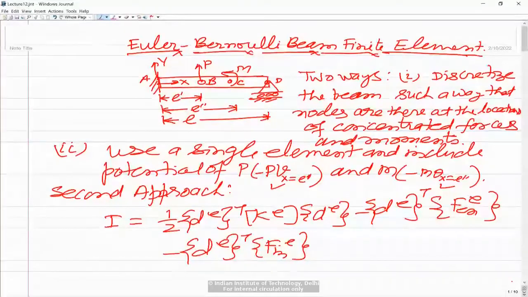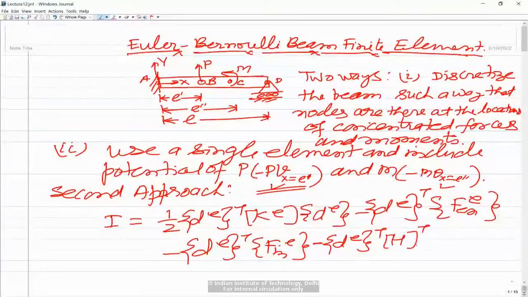So v is nothing but h into d. Then h has to be evaluated at x is equal to l dash, and of course we write it as v transpose into p. So v transpose would become d transpose into h transpose at x is equal to l dash. So this term is coming from this one, so you write this as minus b transpose into p, and b is d transpose into h transpose, evaluated at x is equal to l dash. So you get here h transpose at x is equal to l dash into p.